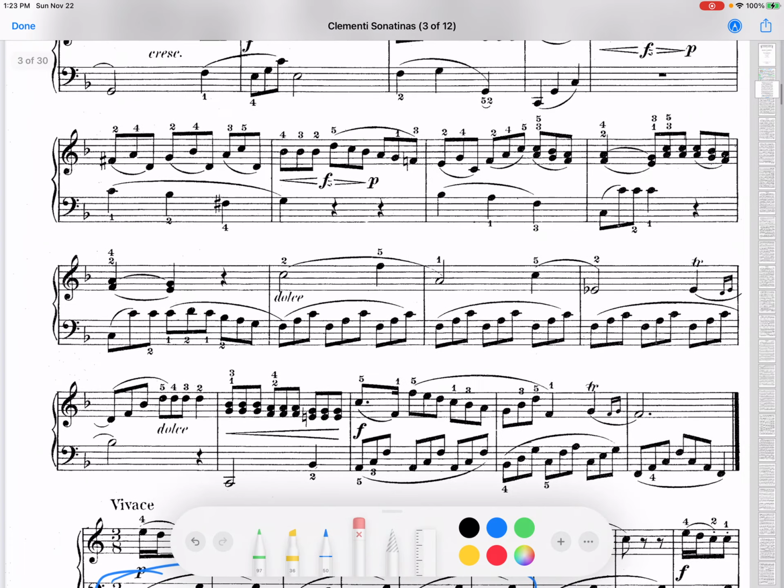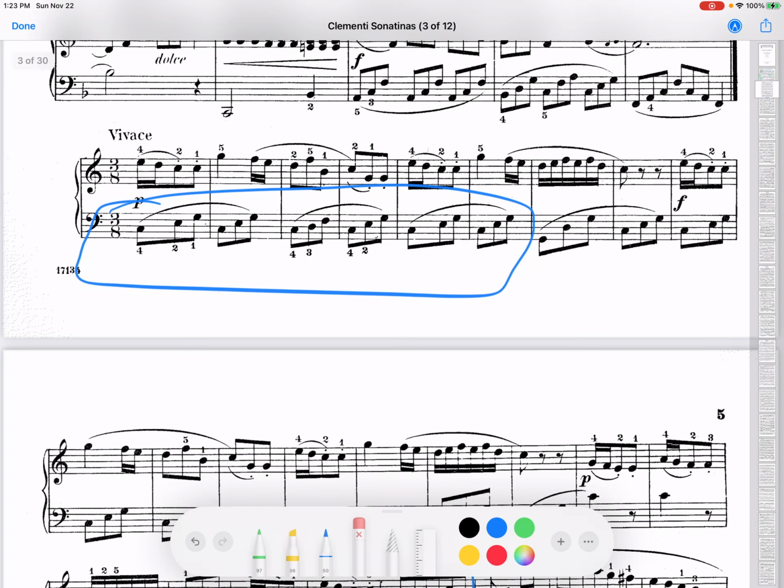Okay, so I'm going to scroll down a little bit. This is the third movement of the same sonata in C major, and right away you can see a very obvious chord, I hope for you, in bass clef. Sounds like this.